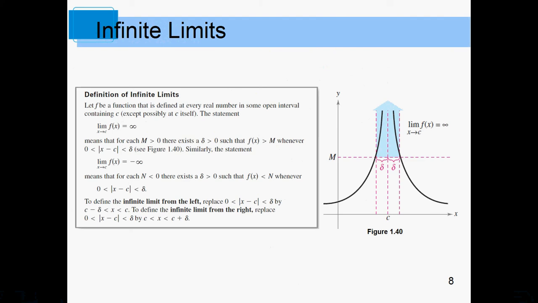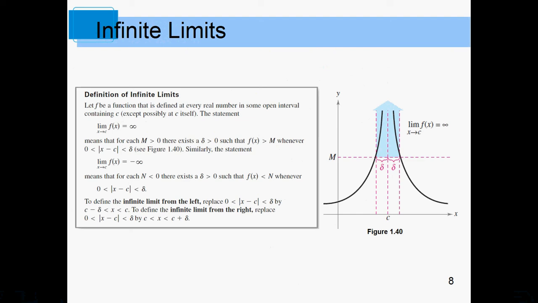Here's our nice math speak. Let f be a function that's defined at every real number in some open interval containing c, except possibly at c. Then the statement that the limit of f of x equals infinity as x approaches c means that for every m greater than 0, there exists a delta greater than 0 such that f of x is greater than m whenever |x minus c| is less than delta. Also, the limit as x approaches c equals negative infinity means that for every n less than 0, there exists a delta greater than 0 such that f of x is less than n whenever |x minus c| is less than delta.